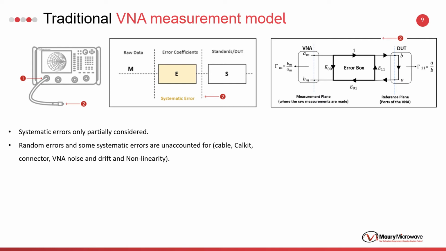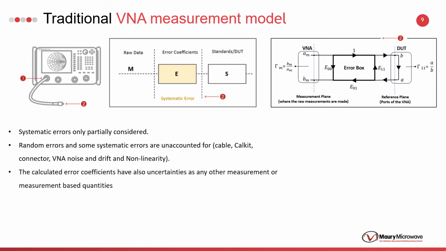The calculated error coefficients during the calibration have themselves also uncertainties because they are based on measurements, and any measurement has inherently uncertainties, and any quantity calculated from these measurements will also have uncertainties. These uncertainties are not accounted for during the calibration process in the traditional measurement model.